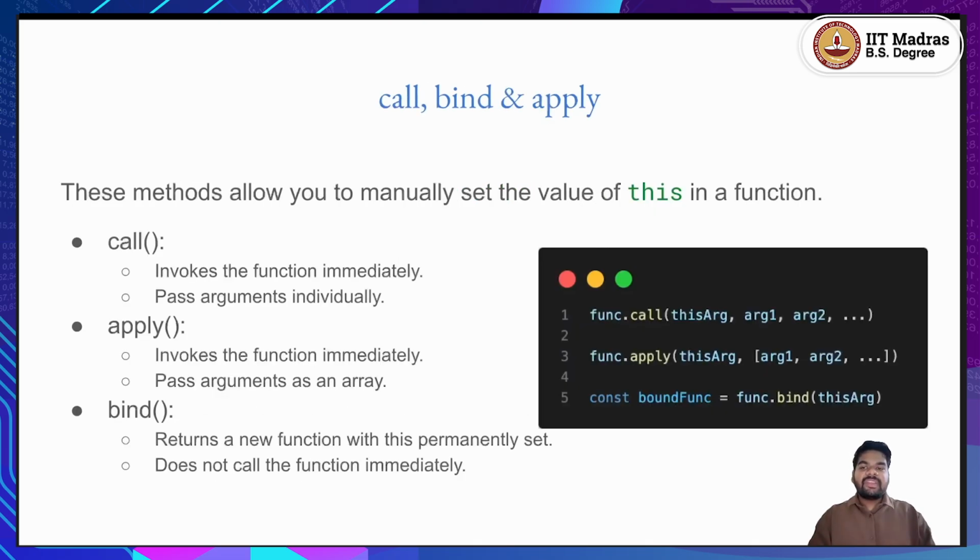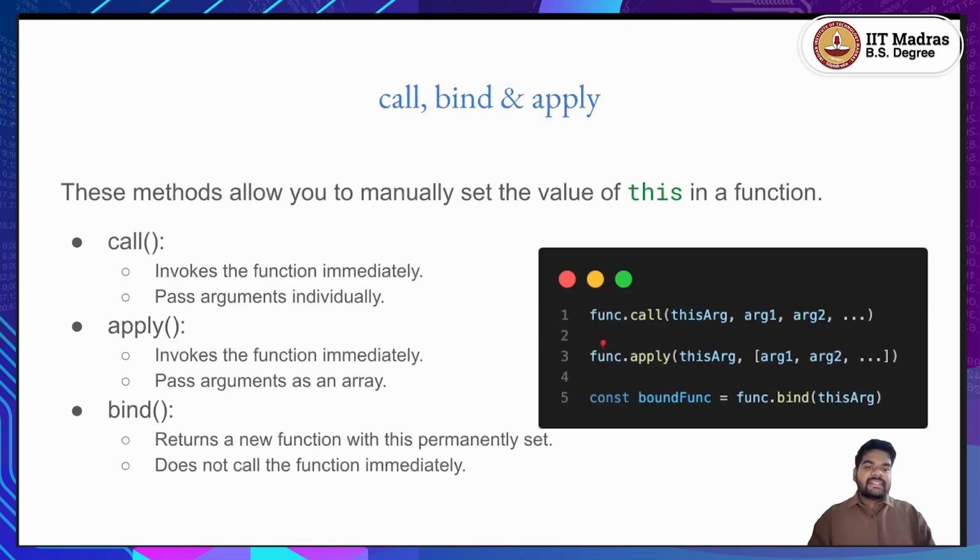Next up, we want to manually control what this is inside a function. This is where all these three functions come in. We have call, bind, and apply. These are function methods. We call them on the function itself. These are used to manually set what this is inside a function. There are subtle differences between these three, although they can do the exact same thing.